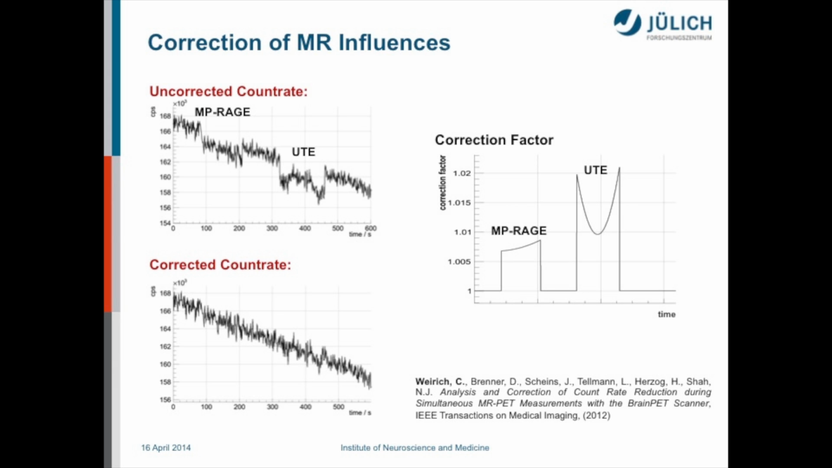So here's running an MP-RAGE sequence. You see the count rate drops, remains, and then comes back up. We run the UTE sequence, it drops and does other things. What we found was that this effect was very, very deterministic. We could reproducibly measure it, and so we just took the easy way out. Instead of re-engineering the whole PET scanner, we just programmed a correction factor, and once the count rate is corrected, it looks like that.